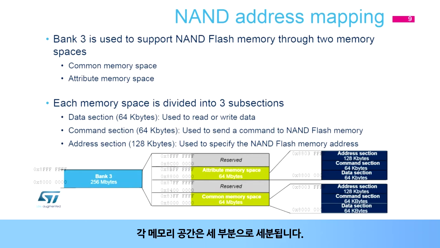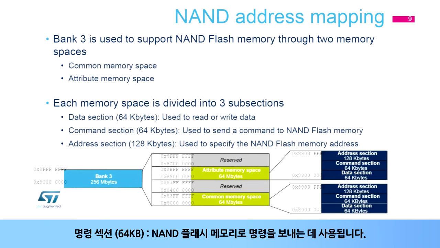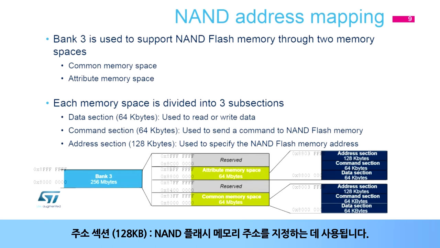Each memory space is subdivided into three sections. Data section, 64 bytes, used to read or write data from NAND flash memory. Command section, 64 bytes, used to send a command to NAND flash memory. Address section, 128 bytes, used to specify the NAND flash memory address.